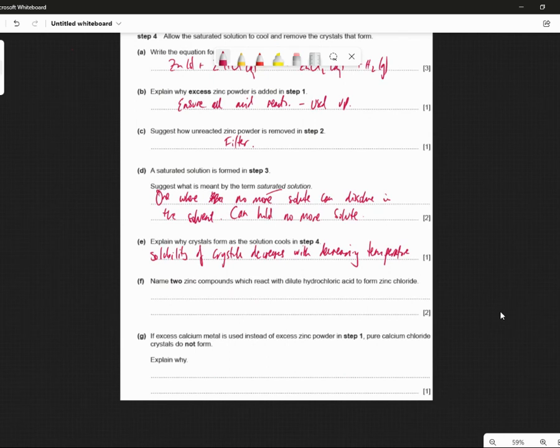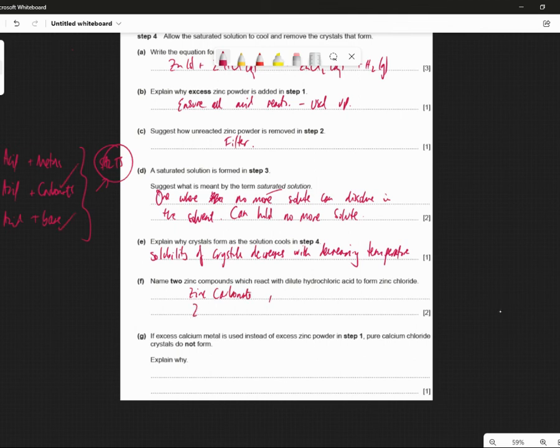Name 2 zinc compounds which react with dilute HCl to form zinc chloride. You should all know this. Acid reacts with metals. It reacts with carbonates. And it reacts with bases. You should know these equations off the top of your head. You always get salts with these. Now, we've already done the metal, but what about a carbonate? Zinc carbonate. Now, that's the carbonate sorted out.